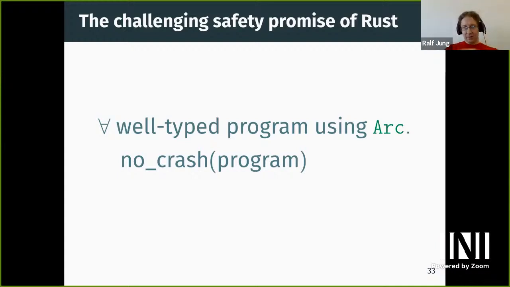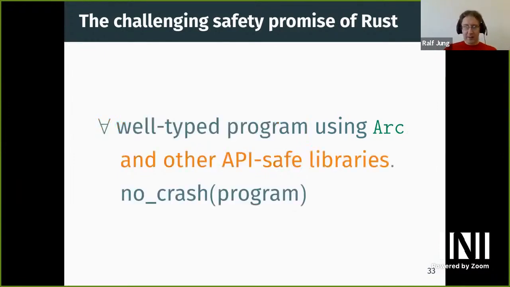Okay, so what makes this theorem here interesting is that it is a theorem that is universally quantified over programs, which is quite different from the usual kind of verification problem that we have, where we are verifying a concrete whole program, or at least a concrete library that is embedded in some larger program. And to make it even more tricky, this well-typed program might not just be using Arc, it might use Arc in combination with arbitrary other API-safe libraries that we don't even know exist yet, right? We don't want to reprove everything every time a new library comes along.